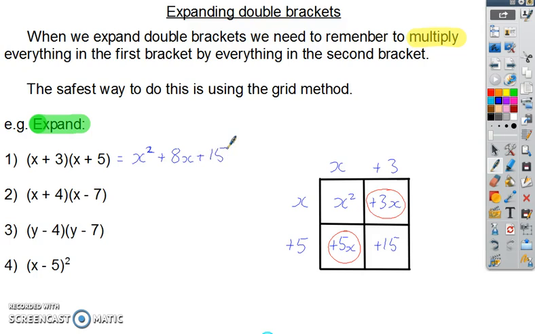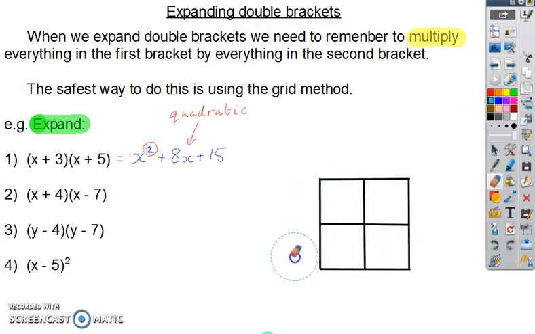Because we're starting with an x squared, our leading term is x squared, we call this a quadratic expression. Quadratic expression, that says it's got an x squared leading the rest of it. Okay, there we go. Let's give that grid a quick wipe off.